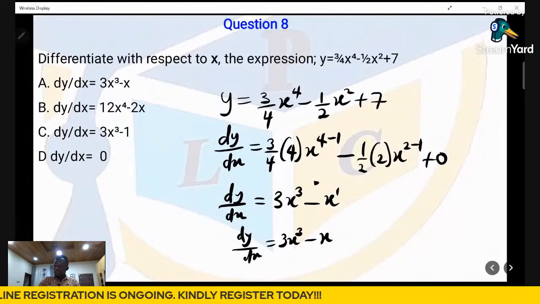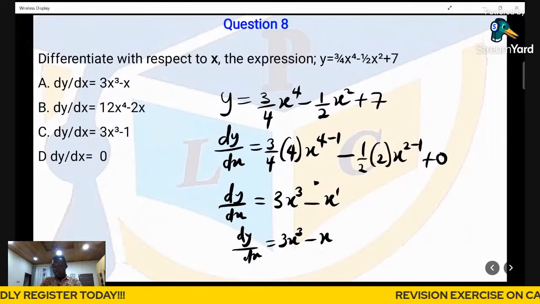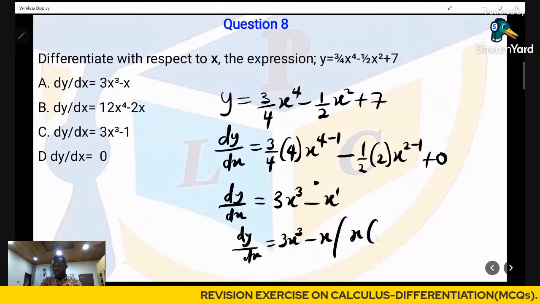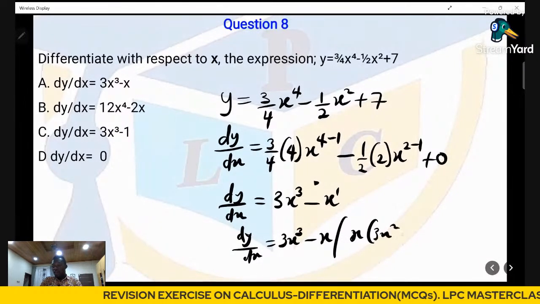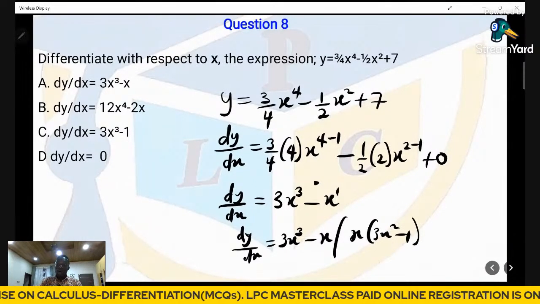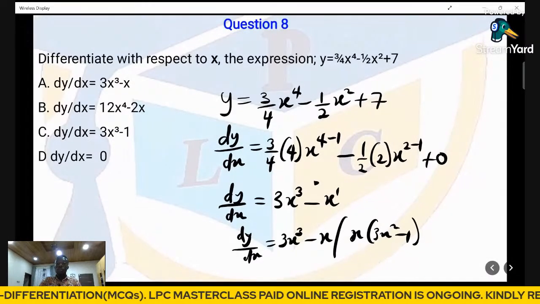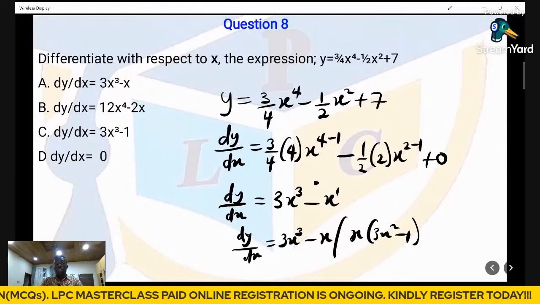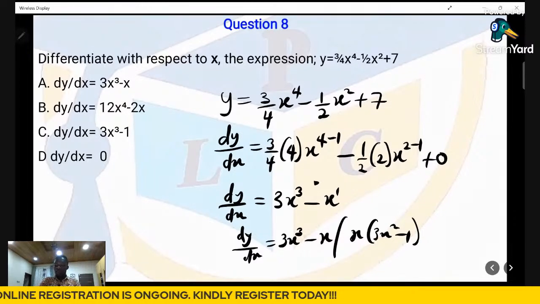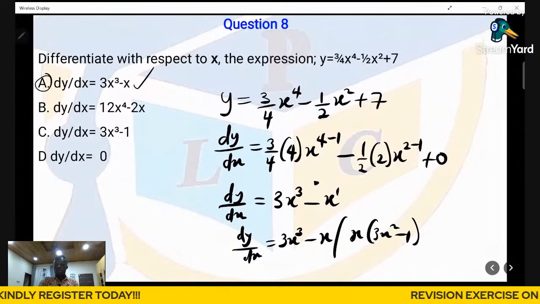In some options, they might actually go a long way to factorize this expression by saying that this can also be written as x into bracket 3x squared minus 1, something like this, and you see it as part of the options, and then you are good to go. So let's take it. Based on our first answer, that should be option A. That should be option A. Whether you circle or tick, you are good to go.